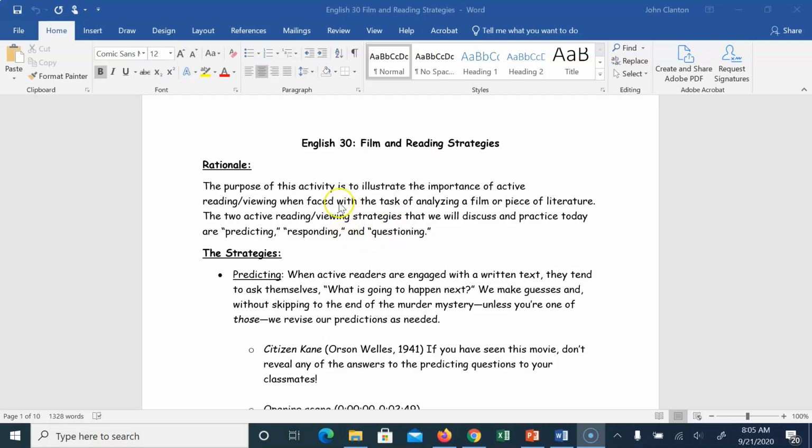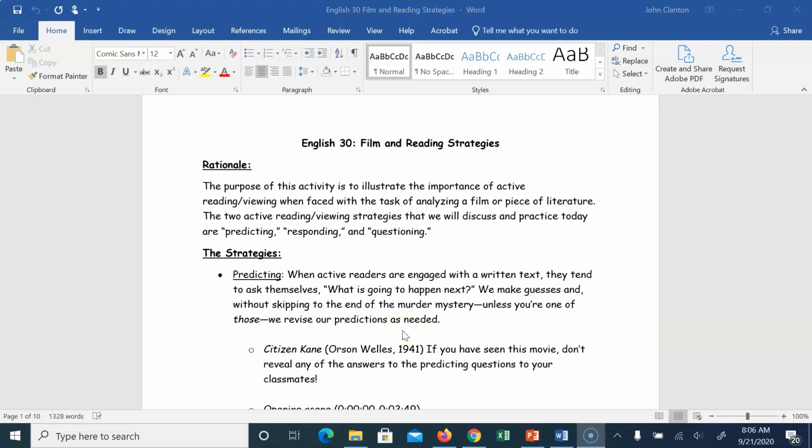The purpose of this activity is to illustrate the importance of active reading and viewing when faced with the task of analyzing a film or piece of literature. The three active reading and viewing strategies, not two, that we will discuss and practice today are predicting, responding, and questioning. I'll give probably just one example of each. So we'll start with predicting.